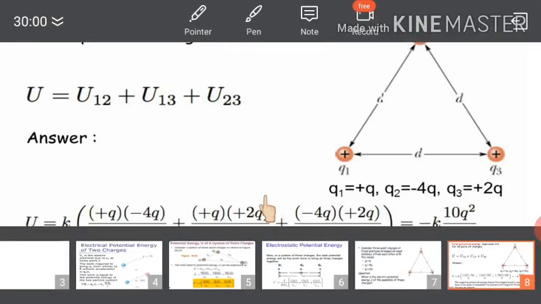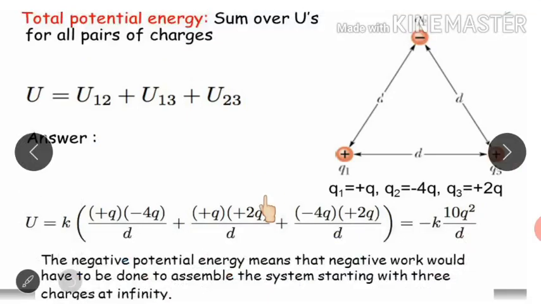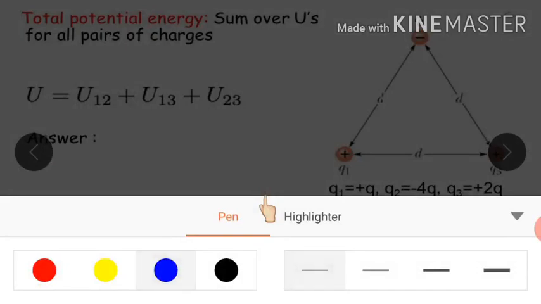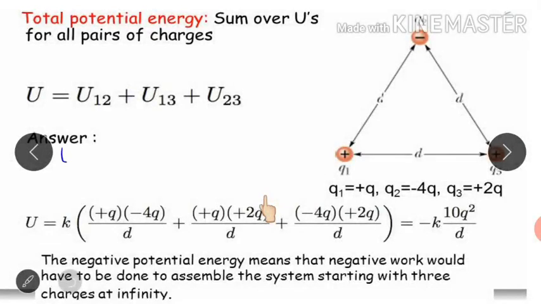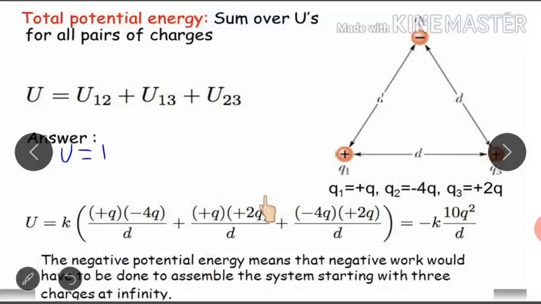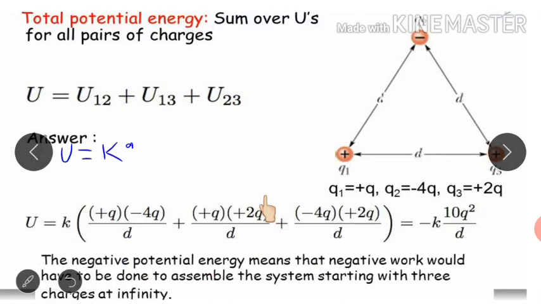I don't think that I am supposed to write it again. Okay, let me write it down then. So it will be U equals K Q1 Q2 upon D. I am writing this because what is the distance between them?